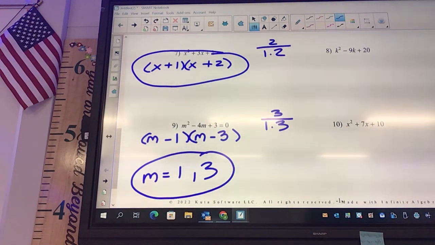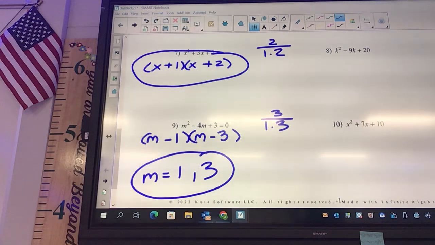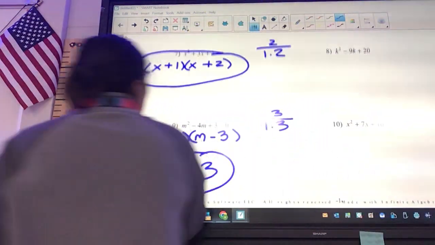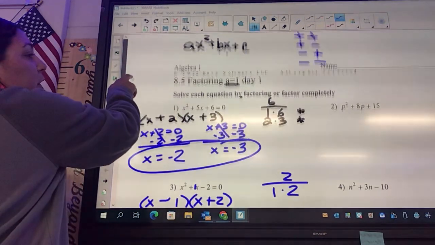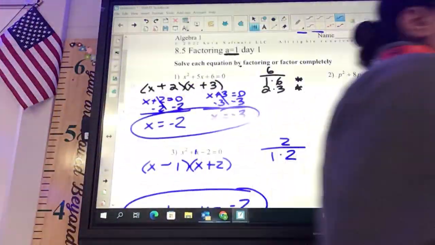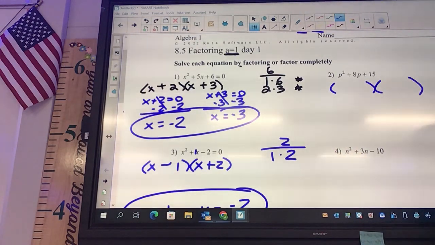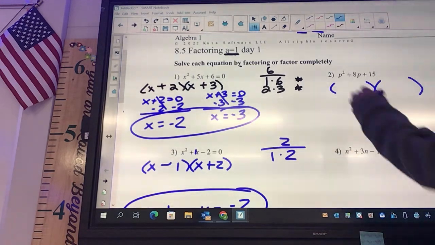Keep it on the front page. I'm going to do the whole front page today, and then you guys will do the back page, because some of the front ones are harder. Okay, look at number 2. We're going to draw our 2 parentheses. And then what? 2 p's.